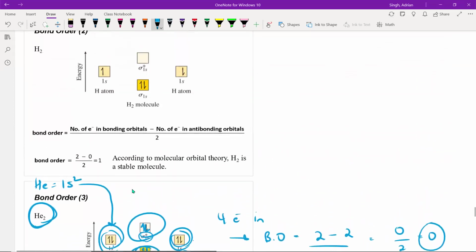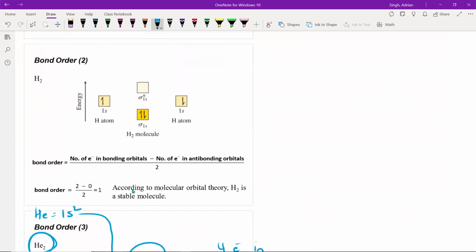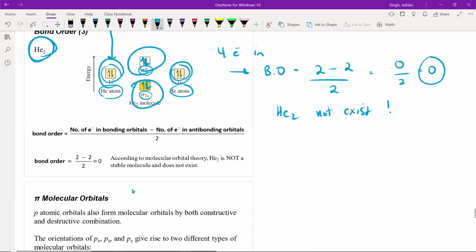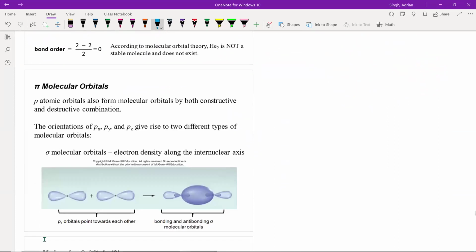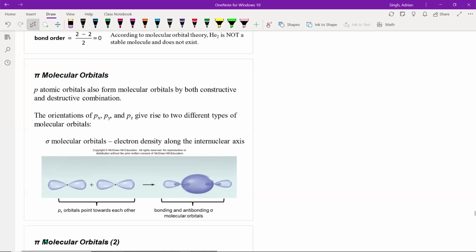So we can calculate bond orders based on our MO diagrams. So these are going to be our molecular orbital diagrams for the combination of the atomic orbitals. So we've talked about the formation of sigma molecular orbitals. What about the pi molecular orbitals? Well, the p atomic orbitals, these can also combine by constructive and destructive combination as well. We're going to get 2 types of molecular orbitals when we combine these as well. We're going to get sigma molecular orbitals, where again, the electron density is along the internuclear axis.